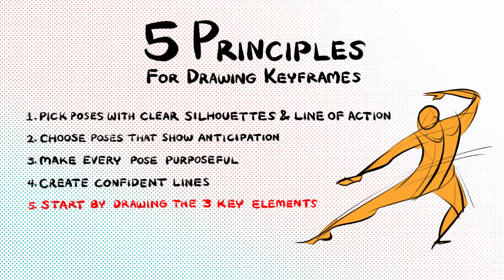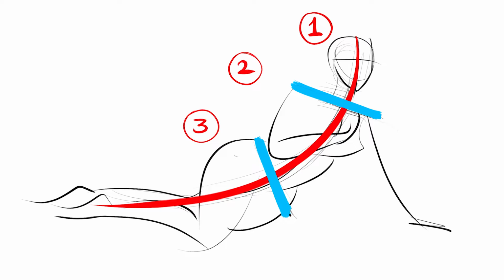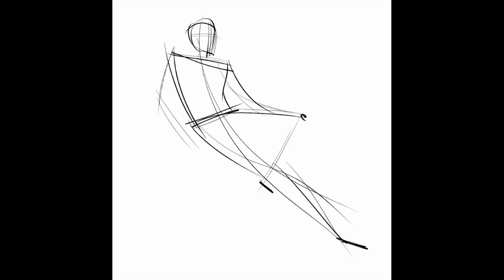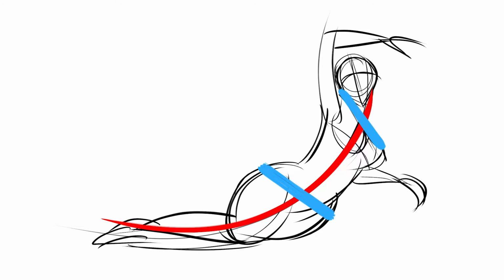Our 5th and last principle is to start by drawing the skeleton, otherwise known as the 3 key elements. This was already mentioned back in lesson 1, but I'm emphasizing it again here because this is the base rules of all gesture drawing. It also helps a lot to roughly sketch out how the limbs are positioned right after you draw these 3 key elements. After that, you can draw the rest of the body.